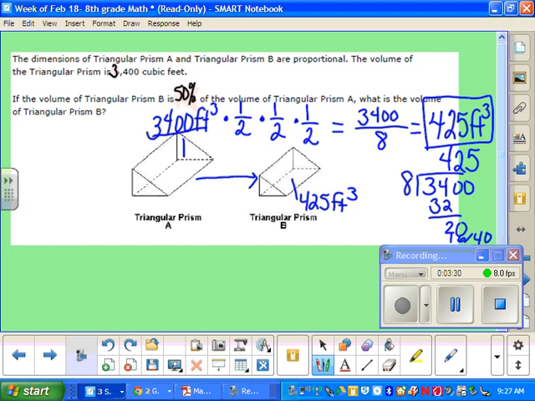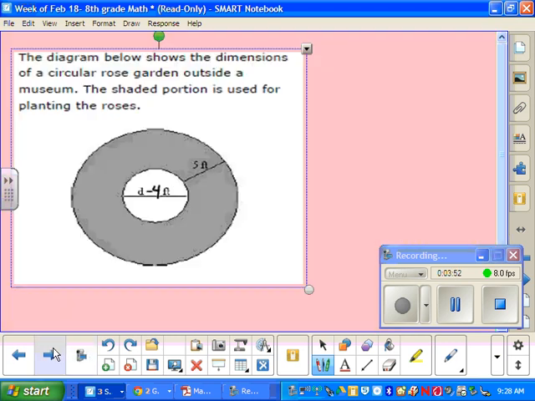Okay, does it make sense that we started out, the larger one, your volume was 3,400 feet cubed, and whenever we reduced it 50%, it became a lot smaller. It became half the size, so it is 425 feet cubed. Okay, on to the next one.